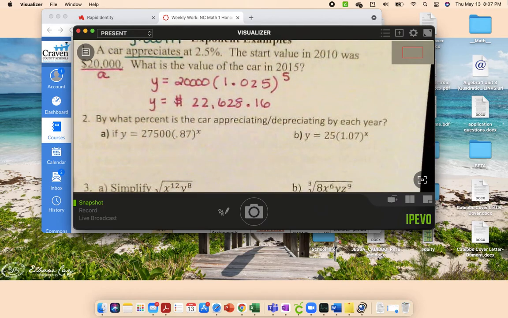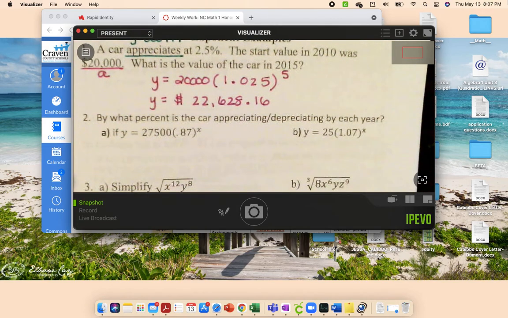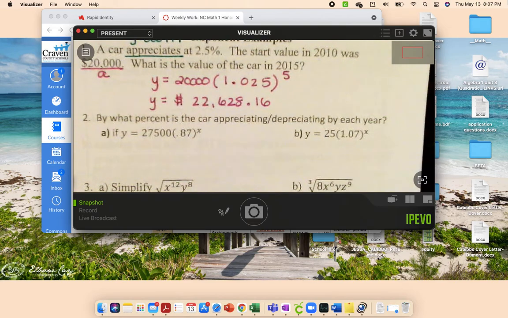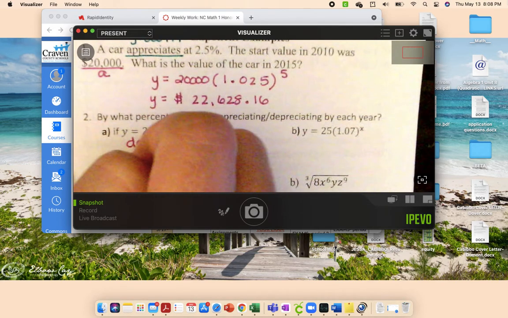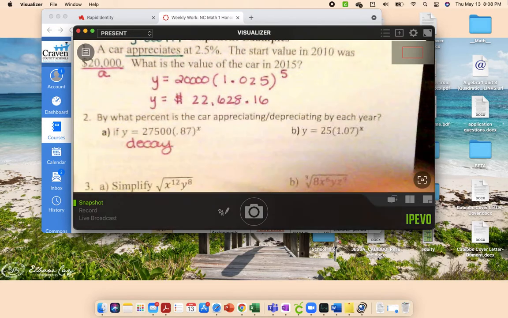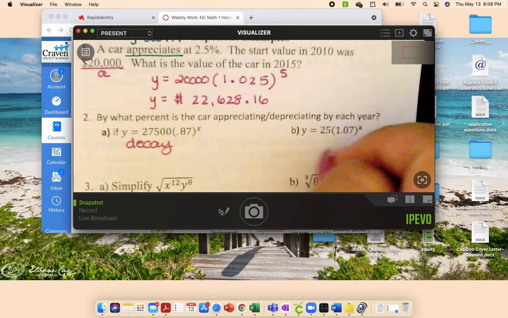Pulling from what we just did in that last problem and in writing our percent, our rate, it says, by what percent is the car appreciating or depreciating each year? Right away, if you look at this, this is less than 1. And I said if it's under 100%, which converts to 1, then I am going to have a decay problem. If it is greater than 1, I am going to have a growth problem.